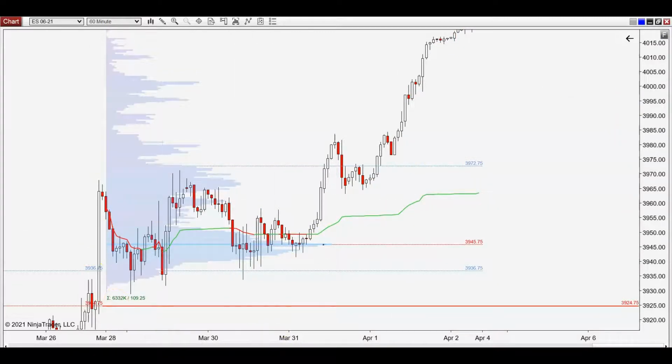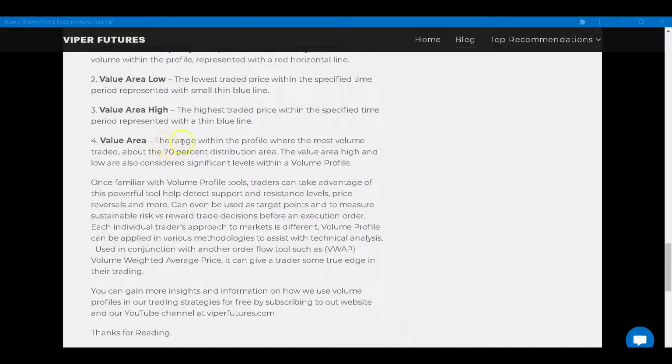Let's go on. Once again, to review what the value area means, it's posted in our blog as well at viperfutures.com. It's the range within the profile where the most volume traded, about the 70% distribution area. The value area high and low are also considered significant levels within this profile. Once you're familiar with these volume profile tools, traders can take advantage of them to help detect support and resistance levels, price reversals, and more, and they can be used as target points to measure sustainable risk reward.